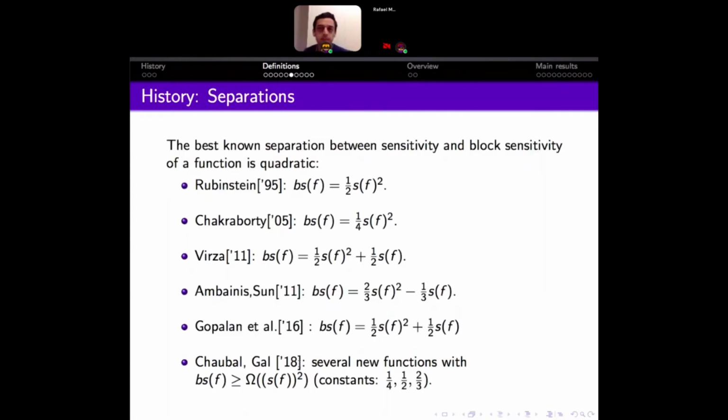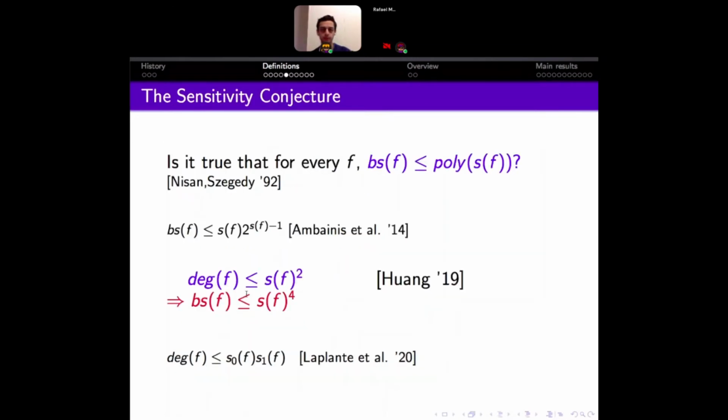In the other direction, the best known separation between sensitivity and block sensitivity is only quadratic. The first such function was given by Rubinstein, and then there were several other works with similar separations with different constants. So note that this question is still not completely resolved, because the best known separation is only quadratic and the upper bound is only fourth degree, as we just saw.